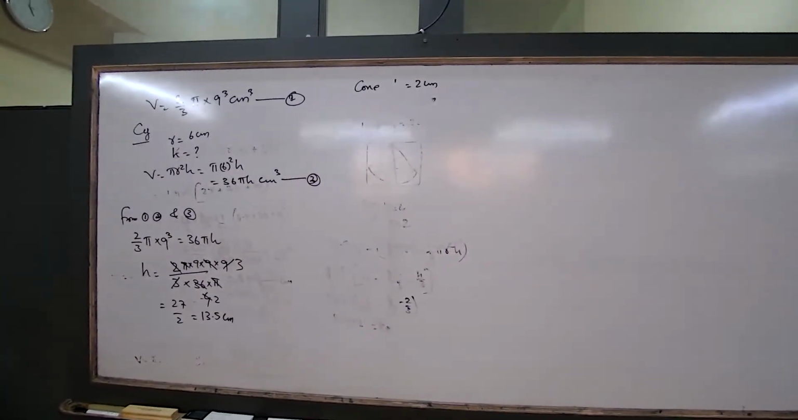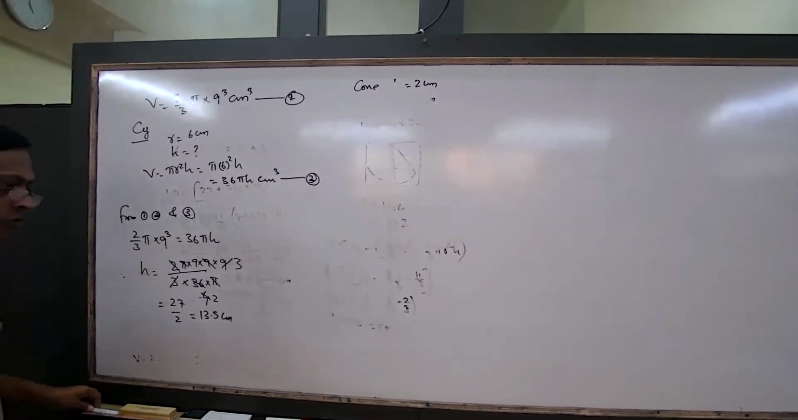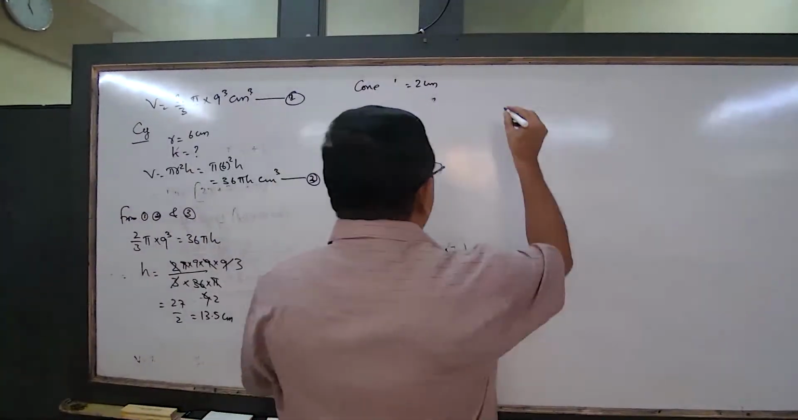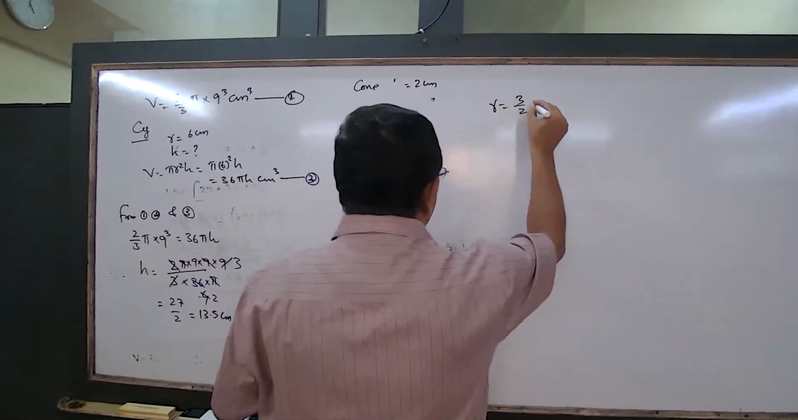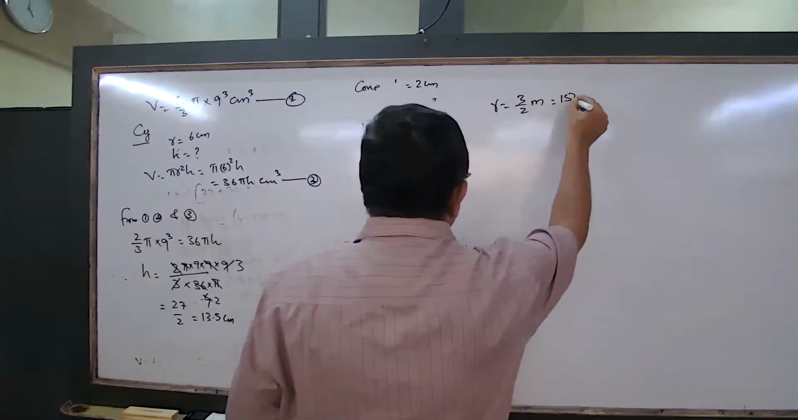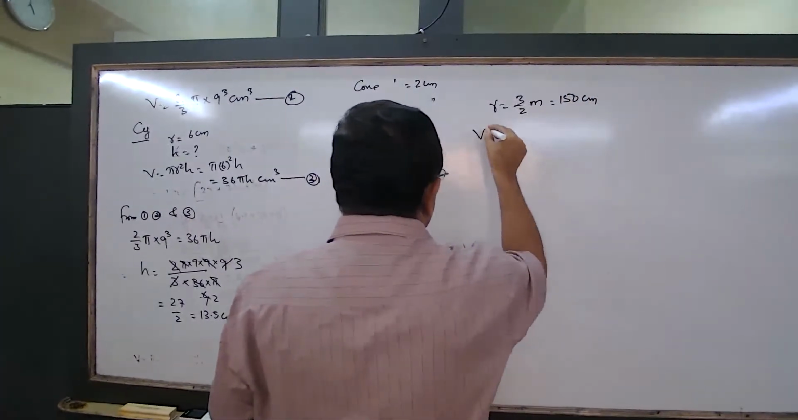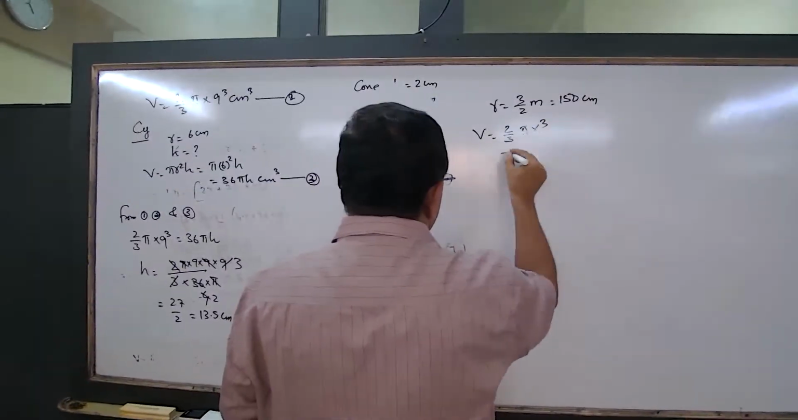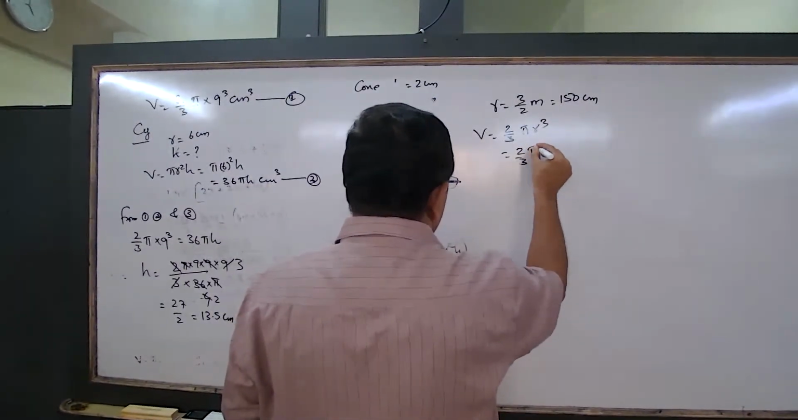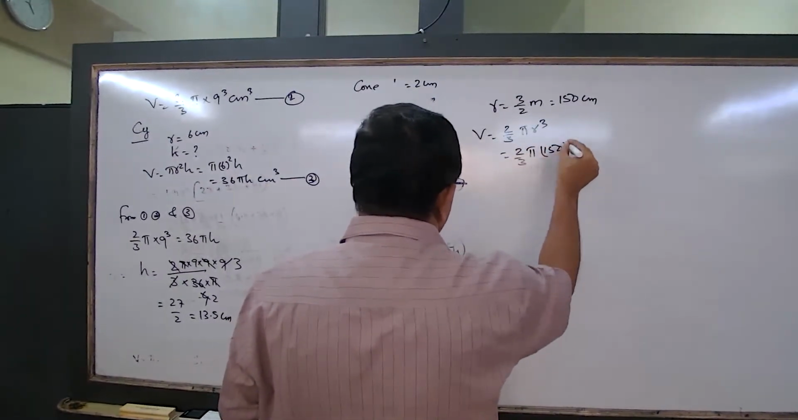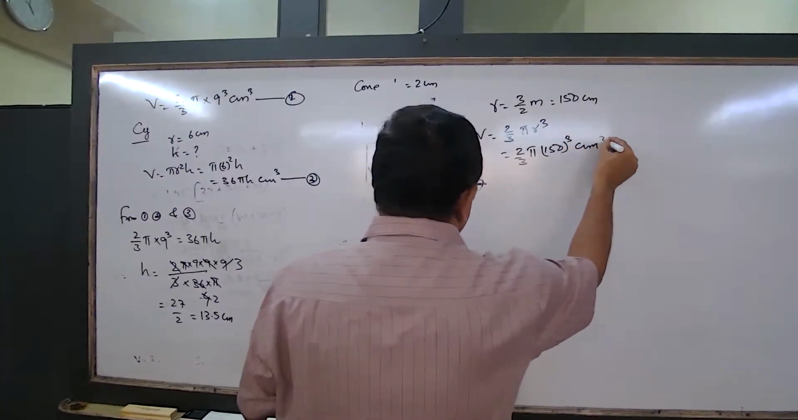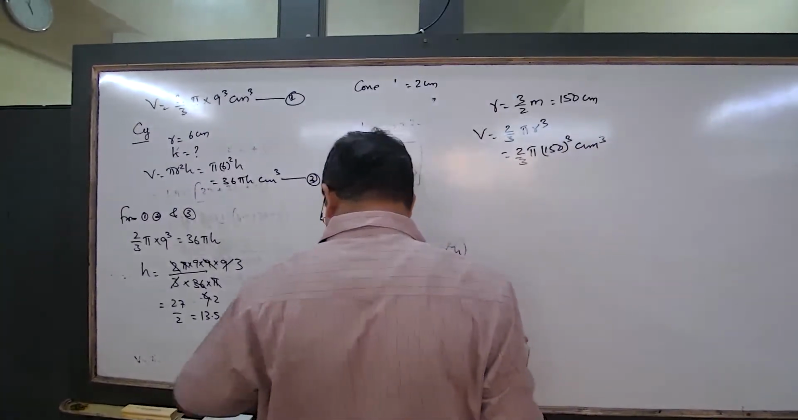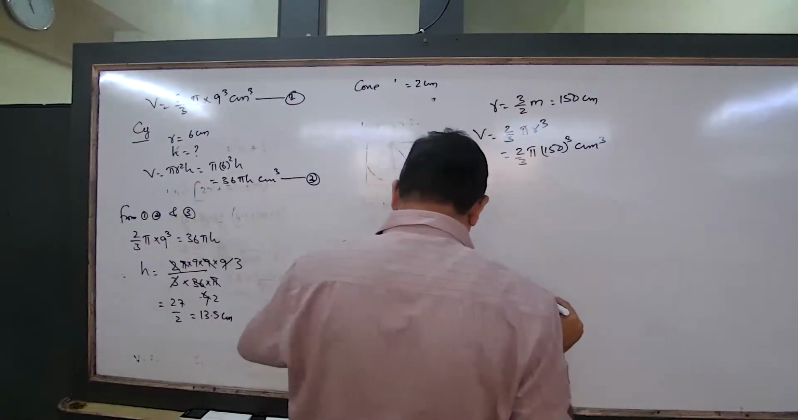So for now, write down. For the tank, R is equal to 3 by 2 meter. Convert into centimeter. R is equal to 3 by 2 meter, which is equal to 150 centimeter. Volume is equal to 2 by 3 pi R cube, that is equal to 2 by 3 pi into 150 cube centimeter cube. This is the volume of the water. Half of it you have to take. That I will write later.